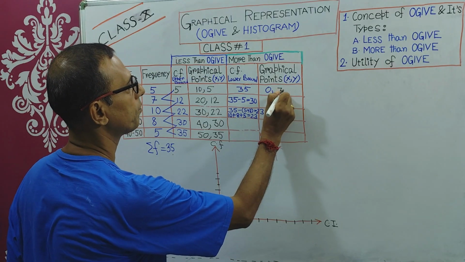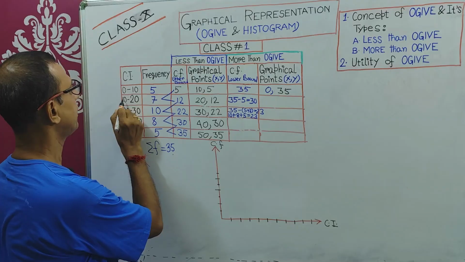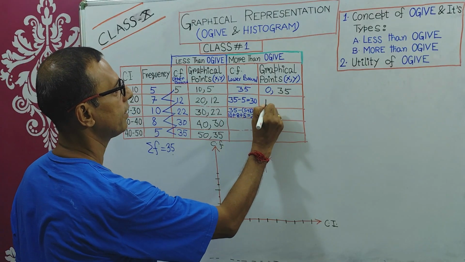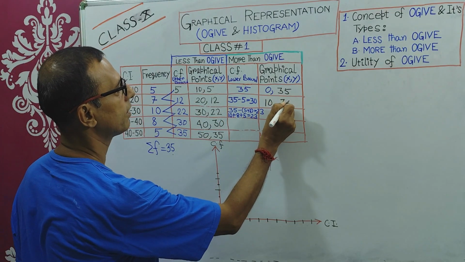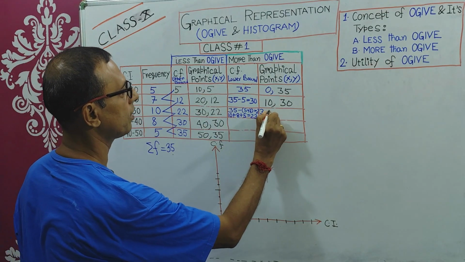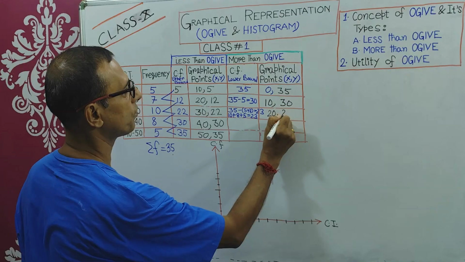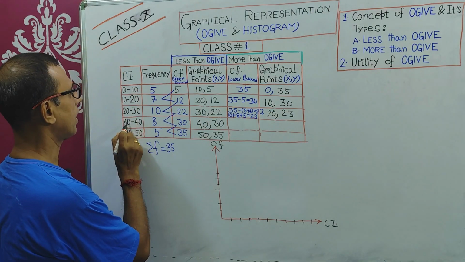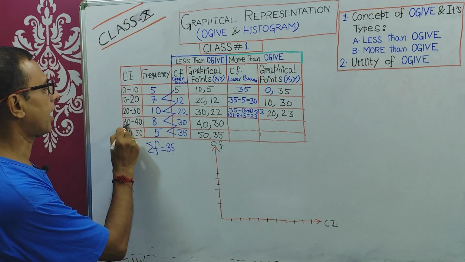0, 35. Here it is 10 and then 30. 10, 30. 20 to 30. Lower bound is 20, cumulative frequency 23. So 20, 23. Next is 30 lower bound.